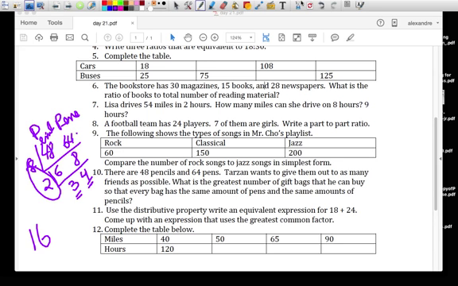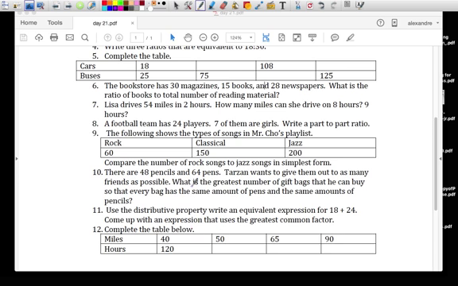Complete the table below. I'm going to do 11 in a second. Complete the table below. Okay, so is the relationship up and down? 40 times what equals 120? Times 3. So everything here is going to be times 3.